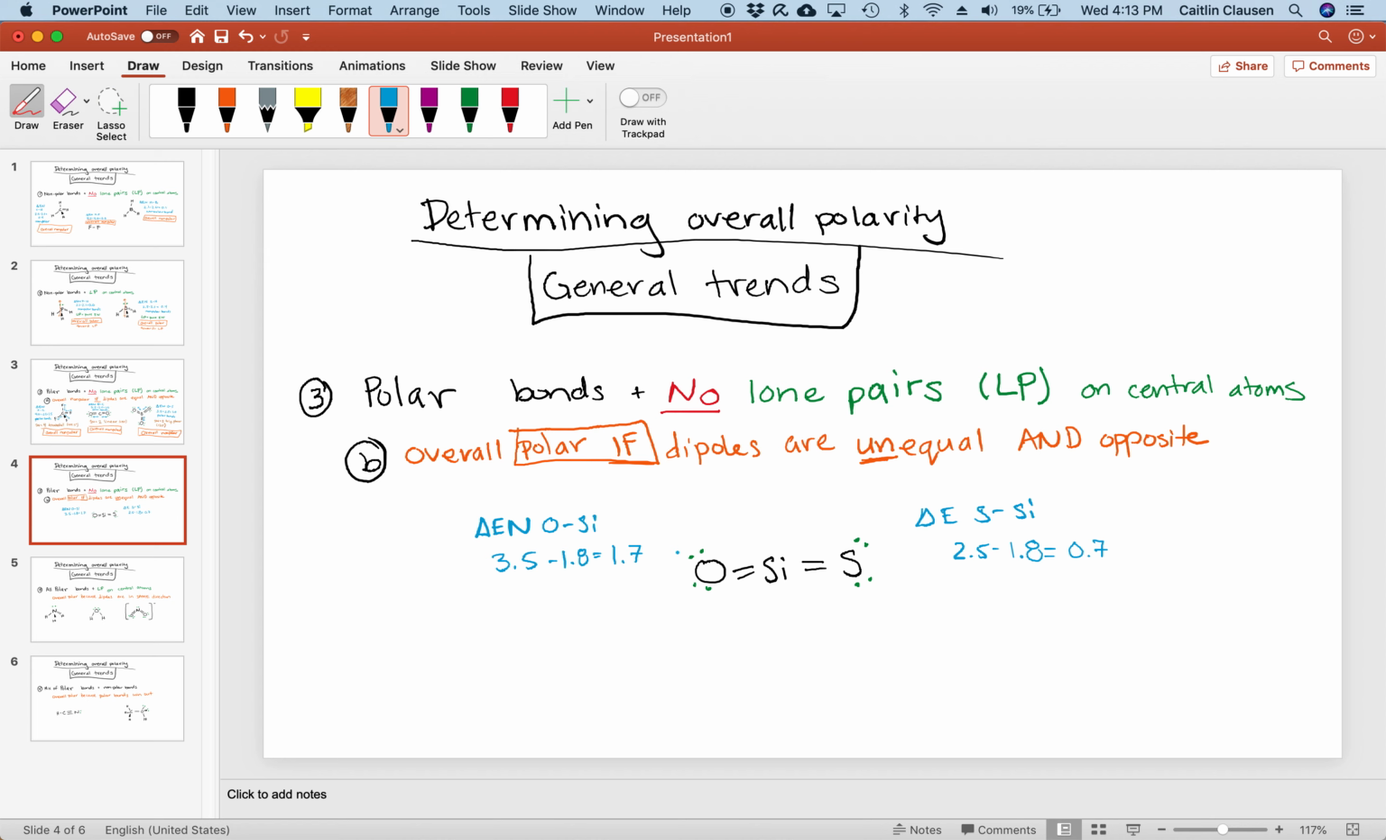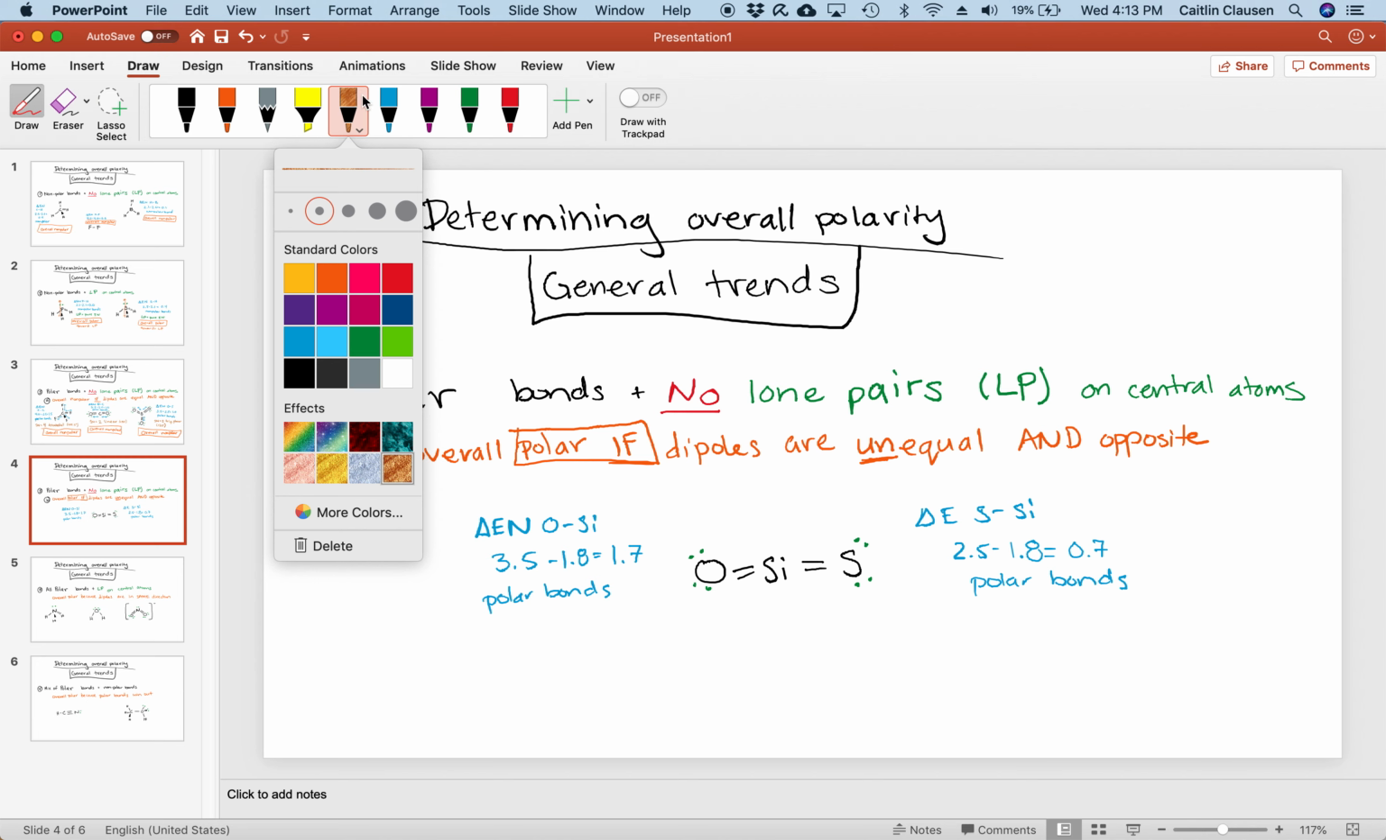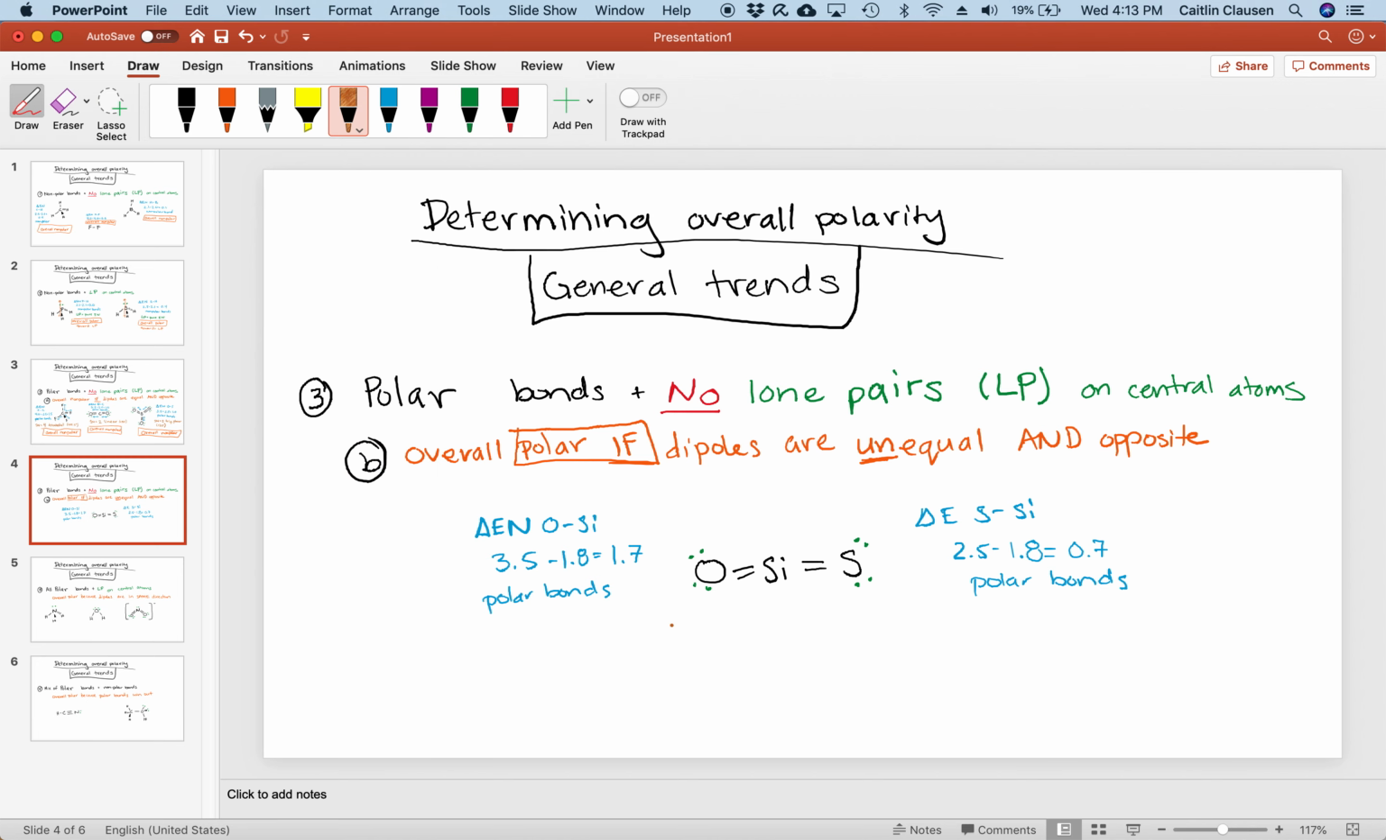So in both of these cases, we end up with polar bonds. But one is more polar than the other. Between oxygen and silicon, it's 1.7, which is higher in magnitude than sulfur and silicon, which is 0.7. Again, I need to check the shape. We are at 2 bonded atoms to silicon, so the steric number is 2 again. There are no lone pairs, so I am truly linear, and I'm at a 180 degree bond angle.